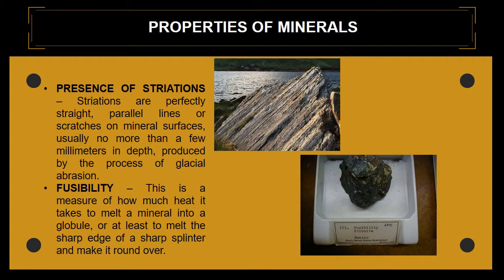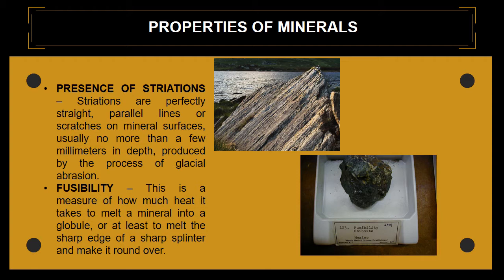Next, ulit. So, the presence of striations. Striations are perfectly straight parallel lines or scratches on mineral surfaces, usually no more than a few millimeters in depth, produced by the process of glacial abrasion. So, ito yung nakikita natin sa minerals na straight lines. Actually, hindi naman siya as in straight talaga, pero parallel lines. So, ibig sabihin, no intersections. And hindi siya gaano kalalim. So, mostly makikita natin ito sa malapit sa lugar kung saan may glaciers or may mga ice, since this is caused by glacial abrasion.